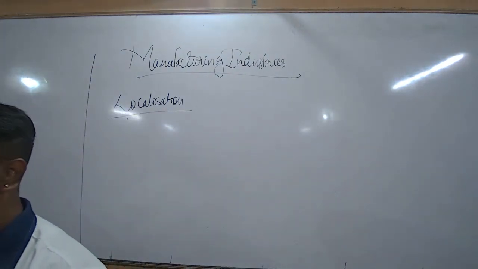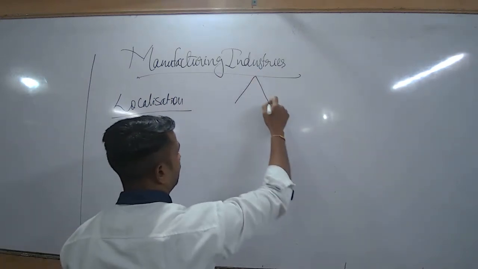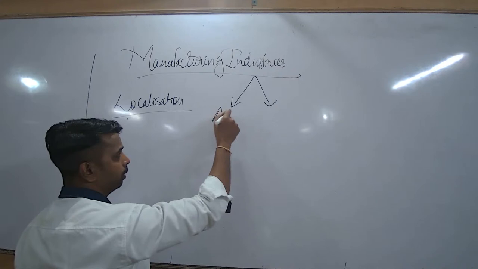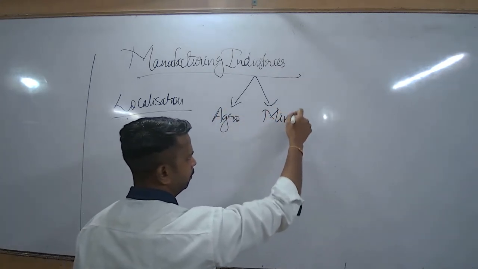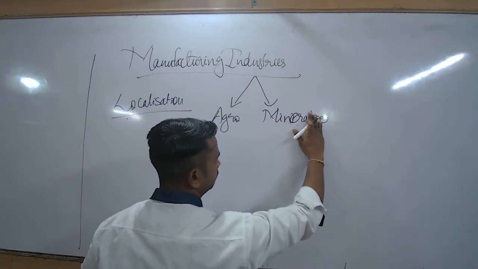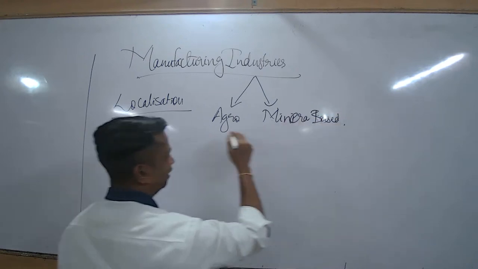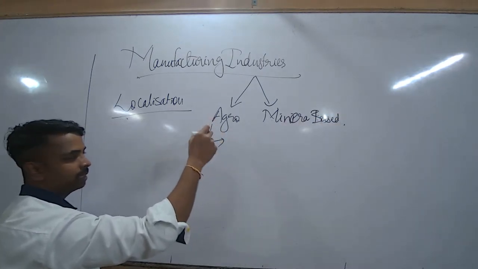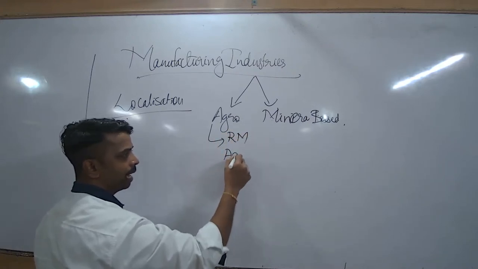Then we'll be going into the details of one group, agro-based, and the other, mineral-based. Now, how do I make a big difference, at least in understanding, between those? In agriculture, the raw materials come from agriculture. As he's saying, all the agro-based industries get the raw material directly from agriculture.